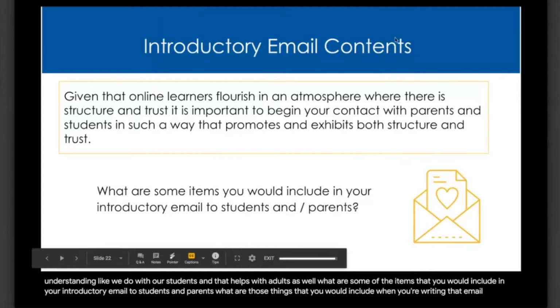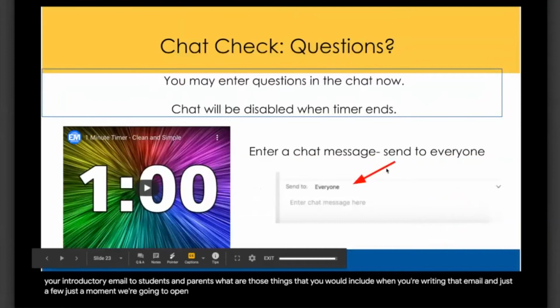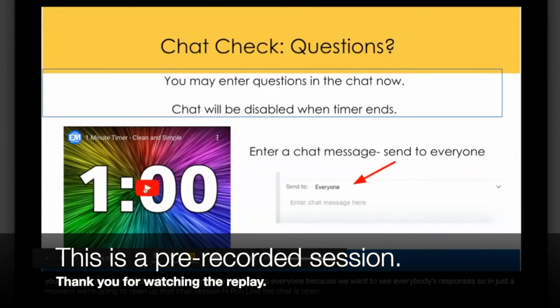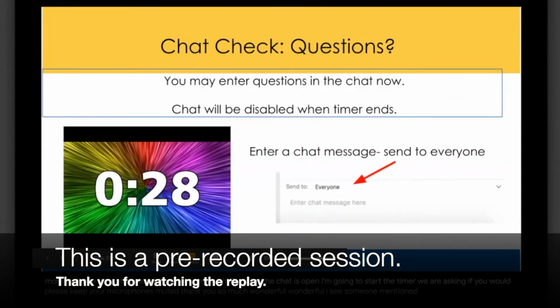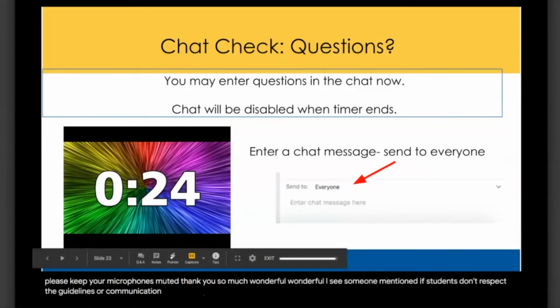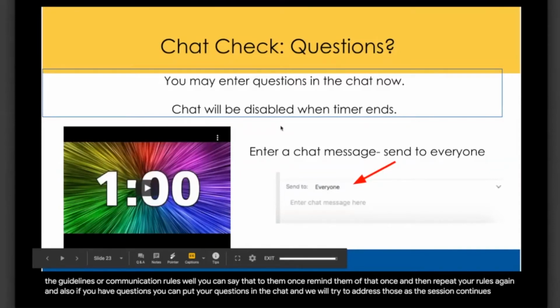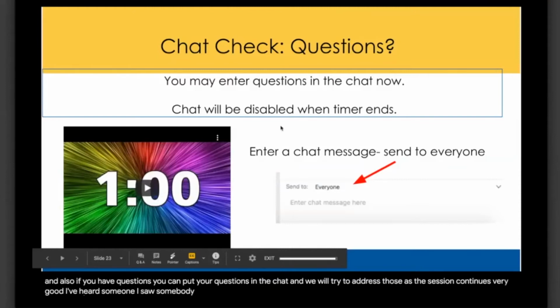In just a moment, we're going to open up the chat session. The chat is open at this time. I'm going to start the timer. Someone mentioned what if students don't respect the guidelines or communication rules. Well, you can remind them of that once, and then repeat your rules again. Very good. I saw somebody mention policy. Don't forget, you can always remind students about the code of conduct that still is in effect. All right, I'm going to go ahead and close the chat at this time.